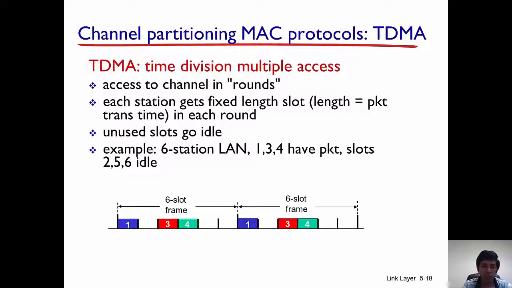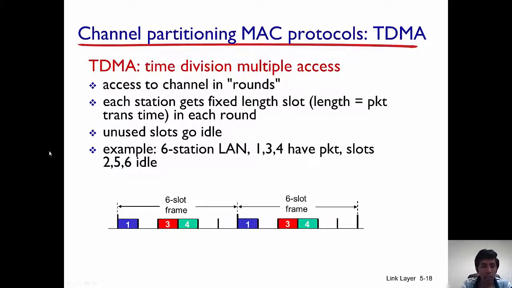So let's assume that there are 6 nodes that are connected in a LAN, and so you divide time into small slots. All the slots are of equal length, and each slot is given to a user. So what you can see is the first slot is given to user 1, second slot to user 2, third to 3, and so on. And there are 6 slots.